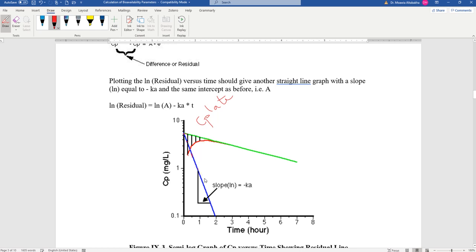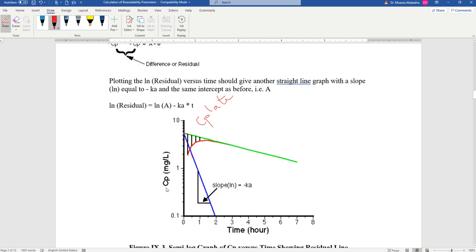Okay, and let's say 1.25 hour, for example. So you put the data points and you draw the best fitting straight line. The slope of this best fitting straight line, what will it be? It equals minus KA. So how do I calculate the slope here? Do you know how?